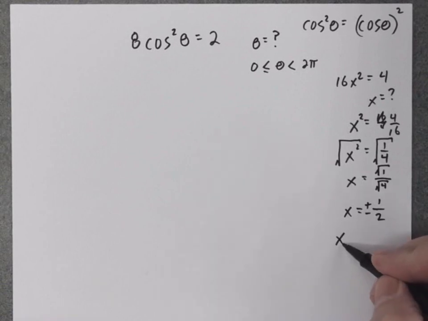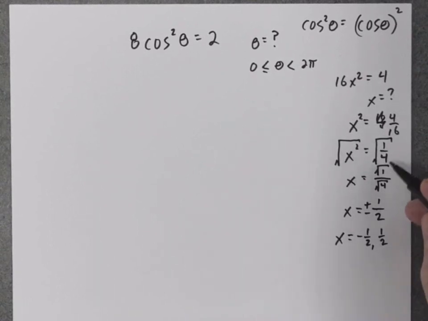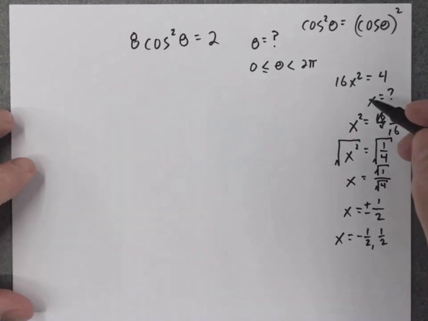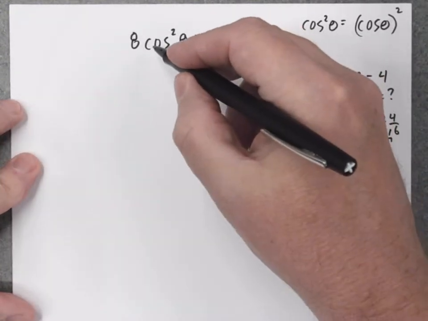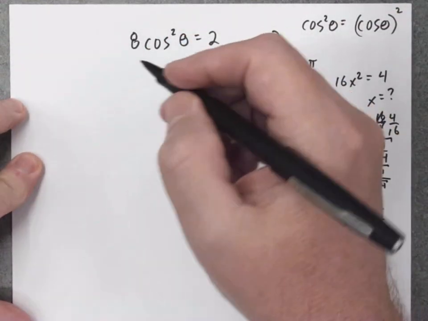So there are really two solutions, negative 1/2 and 1/2. So don't forget that when you take the square root of a number, you get a plus and minus solution. So that's what I'm going to do here. My ultimate goal is to solve for cosine of theta. First thing I do is divide both sides by 8.